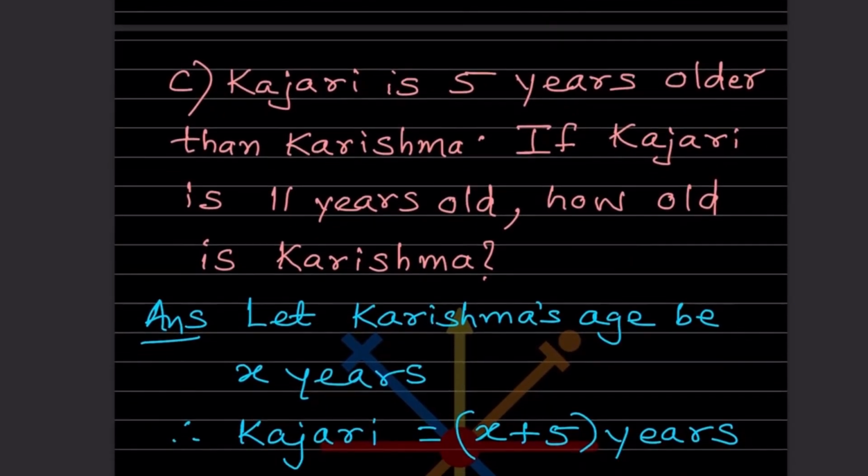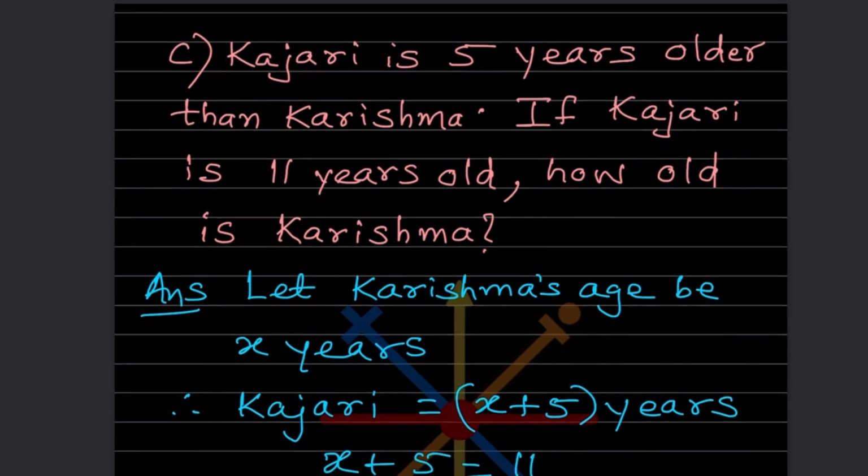So the next problem says that Kajri is 5 years older than Karishma. If Kajri is 11 years old, how old is Karishma? So now we don't know what is here. In short, what did they say? How old is Karishma means here let us take Karishma's age to be x years, okay?